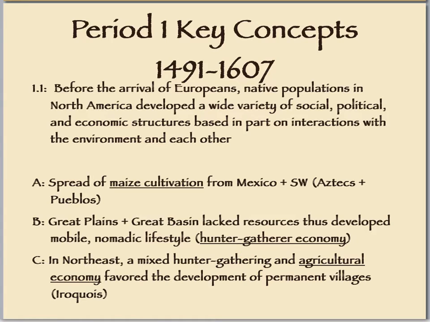In the northeastern part of North America, the groups there had a combination. They were somewhat hunter-gatherers, but also they started to develop more agriculture, especially with maize cultivation. And this favored permanent villages. So the people in the Northeast tended to stay put because of farming. The most famous group is the Iroquois.